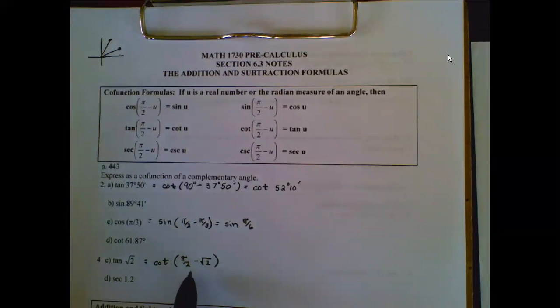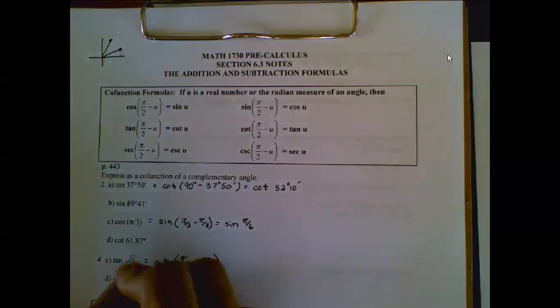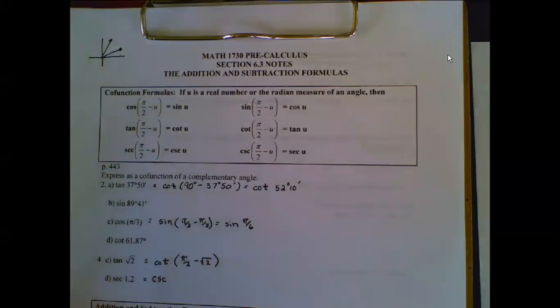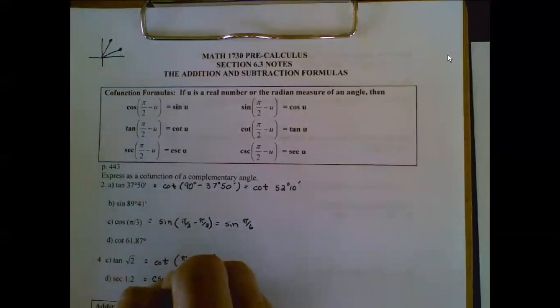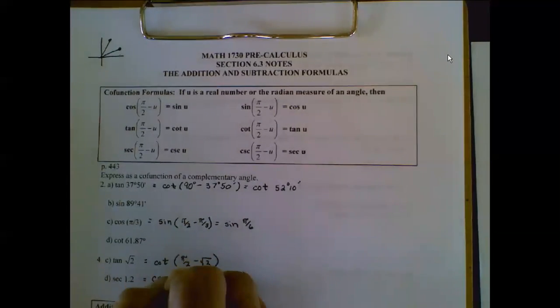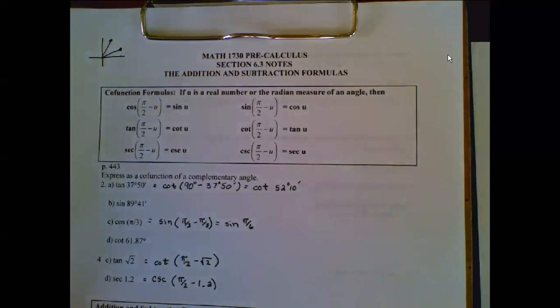I don't want a decimal approximation. I want a cofunction of a complementary angle, and pi over 2 minus square root of 2 is the complement of square root of 2. For the D part, secant is the cofunction of cosecant. Whatever secant is at 1.2, cosecant is the same thing at pi over 2 minus 1.2. So that's all there is to cofunctions.